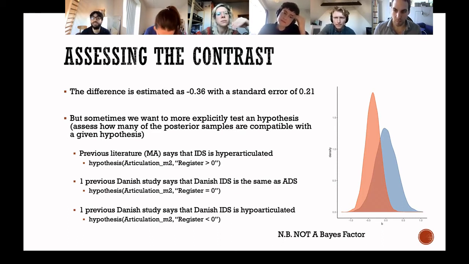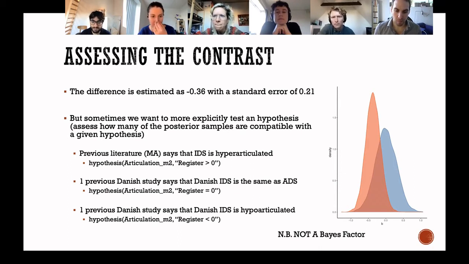And indeed, given the previous literature, there are 3 hypotheses that we can test, right? The meta-analysis says that IDS should be hyperarticulated. So we could test the hypothesis that the register effect is above 0. And there we would count the percentage of samples that are above 0 in that orange distribution. How much evidence there is for that. We can see already eyeballing that it's going to be pretty small, right? There's very little evidence that IDS is hyperarticulated in Danish, given this data set.